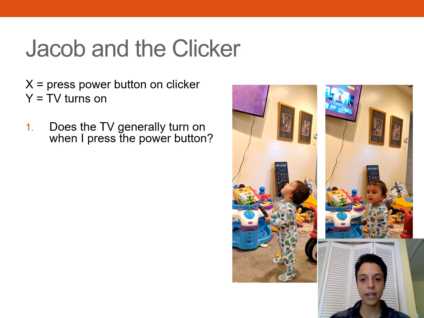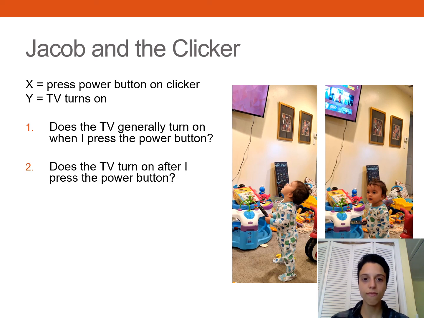So our first criteria here, are X and Y correlated? In other words, does the TV generally turn on when you press that power button? If those things are related, you would expect to see that with more presses of the power button, we'll see the TV do more things, so turn on more times. If there was no relationship whatsoever between pressing the power button and the TV turning on, we would be lacking that criteria.